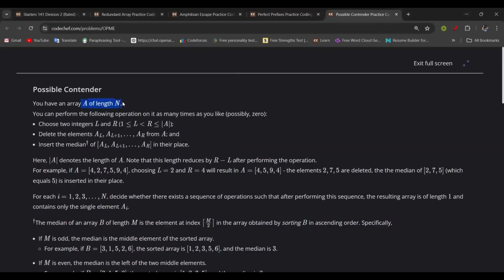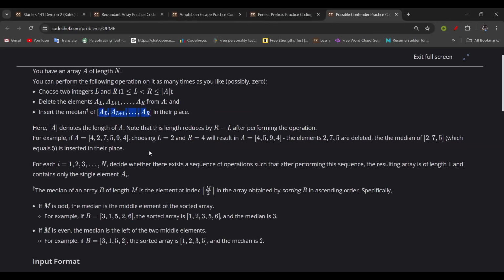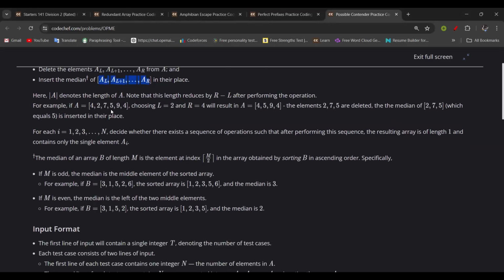You have an array A of length n. You can perform the following operations on it as many times as you like. Choose two integers L and R. Delete the elements from AL to AR, and insert the median of this range in their place. So basically just choose a range from L to R, delete that whole range, and replace it with the median of that range. That's basically our operation.